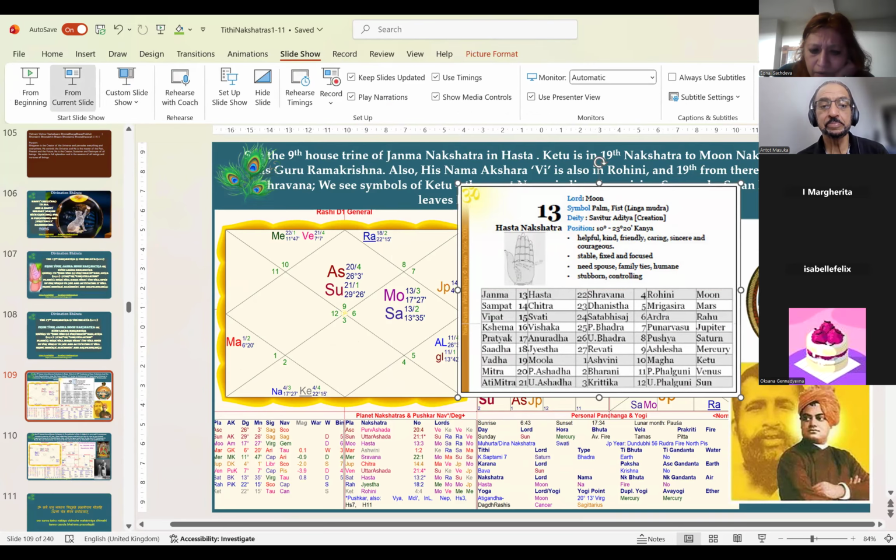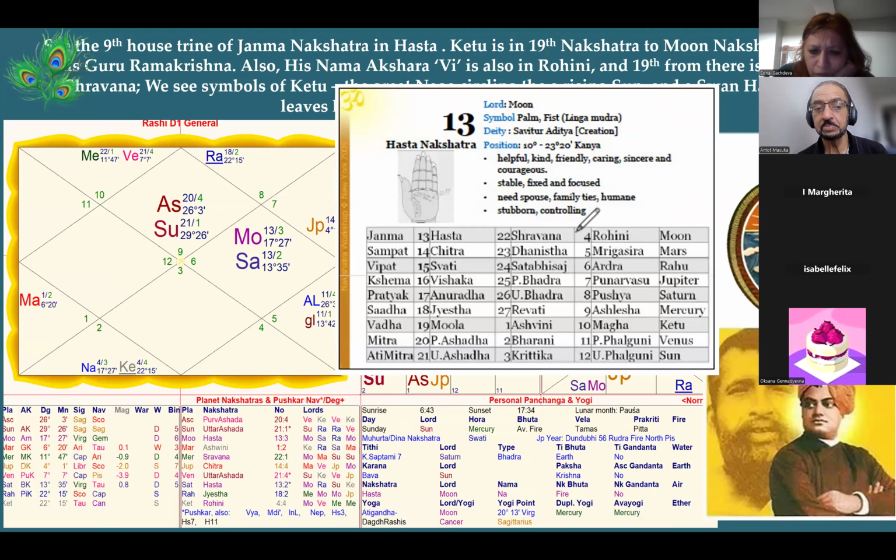If you can see here, from Hasta, if you count like this, from Janma, all of these, because we will be covering this chakra throughout the year. This will be the chakra we cover in depth. The Janma, the first one, is in Hasta, and the 14th one is Chitra, and then you continue. The Mitra is the eighth, the ninth one is Atimitra, and the 10th one is Shravana.